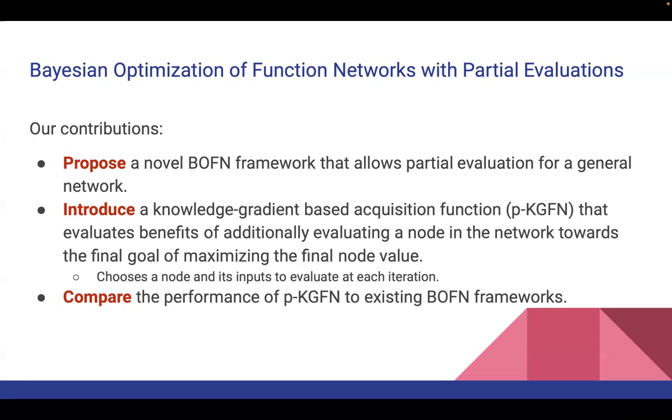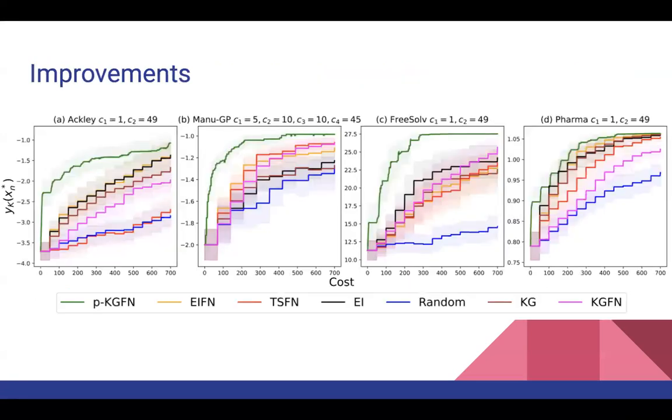Finally, we compare the performance of the proposed PKGFN algorithm to the existing BOFN frameworks. We found that allowing an algorithm to do partial evaluation, just evaluating a part of the network at a time, could improve the optimization performance by a lot. We are maximizing the function, so we could locate a better solution, a higher value of the objective function, while spending a much smaller evaluation budget.